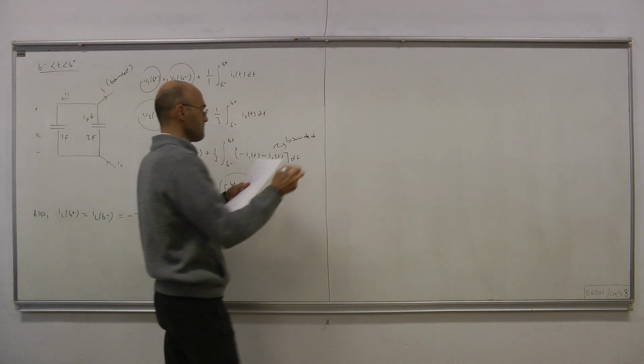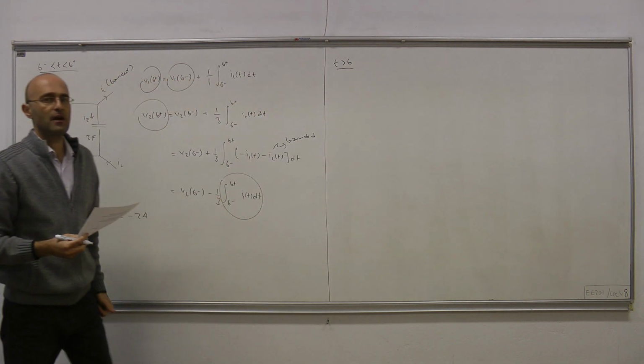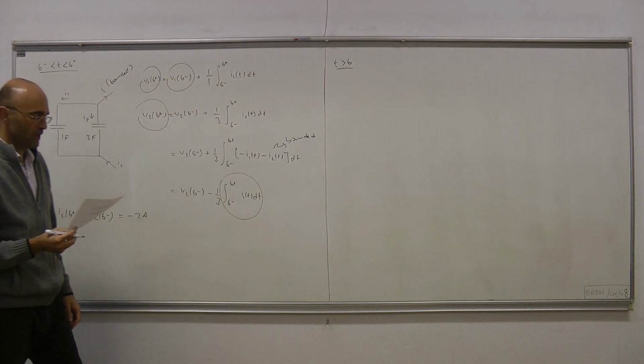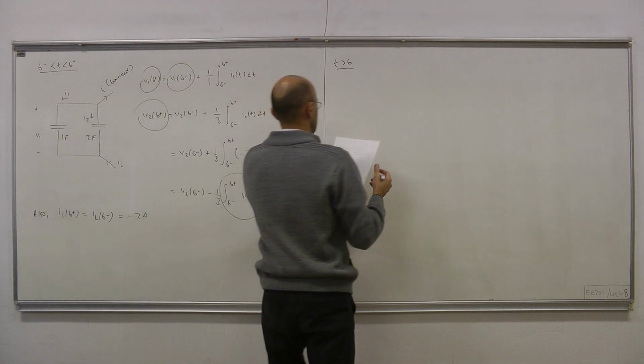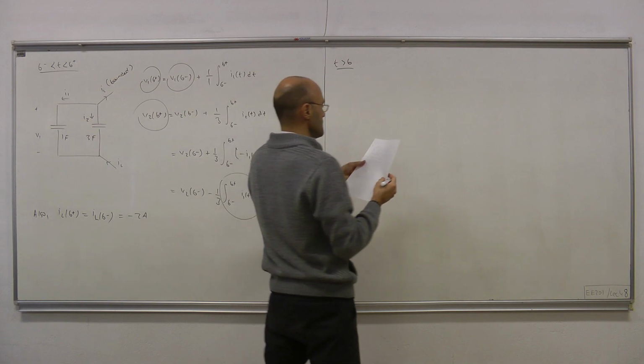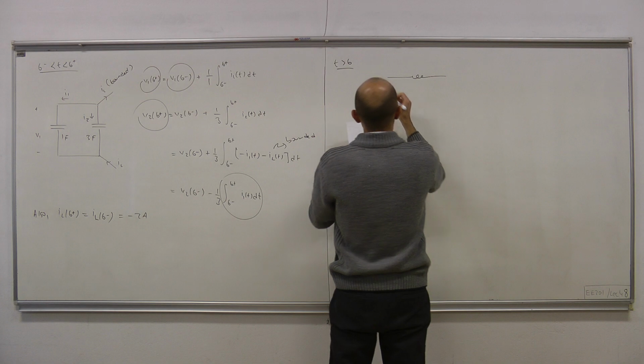Okay. Now, with the initial condition of the inductor and the second capacitor, we can deal with the case for t larger than 6. When the switch changes position, this is the situation that we have.